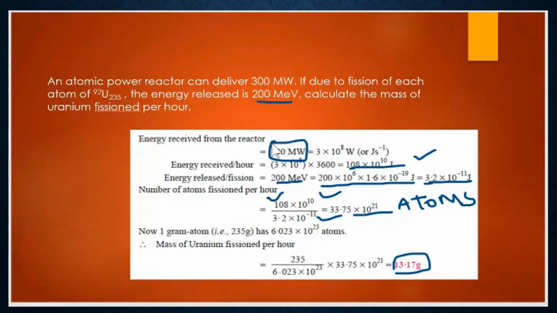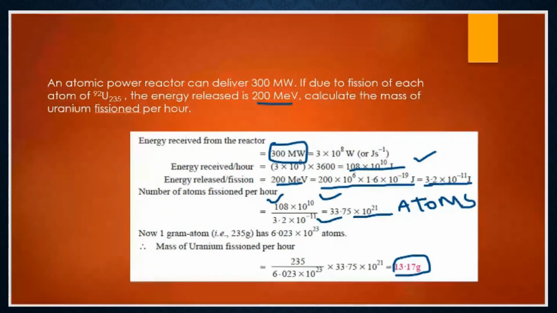So to get 300 megawatts of energy, how many grams of uranium do you require? 13.17 grams of uranium you require.